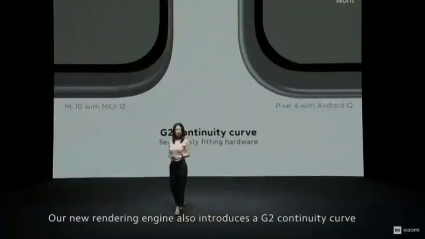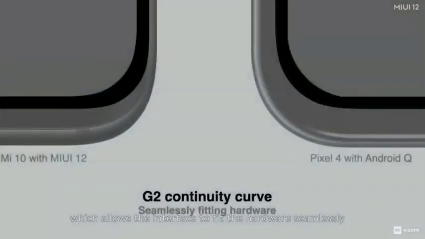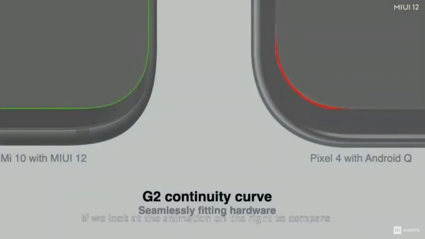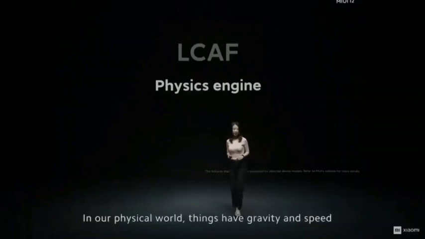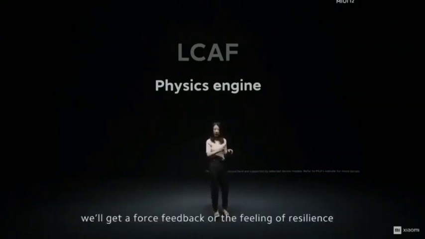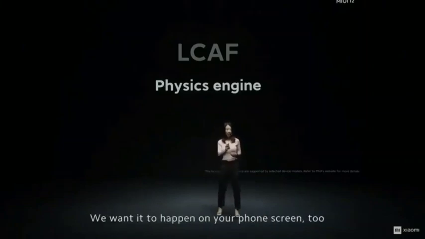Our new render engine also introduces a G2 continuity curve, which allows the interface to feed the hardware seamlessly, as you can see here. If we look at the animation on the right to compare, you can see an instant flow. Then physical engine. In our physical world, things have gravity and speed. If we touch at something like this, we will get a force feedback or the feel of resilience. We want it to happen on your phone screen too.